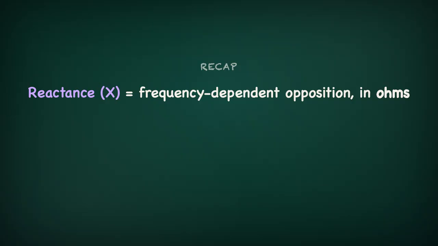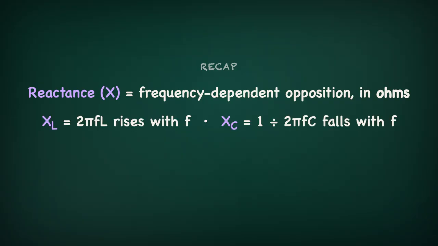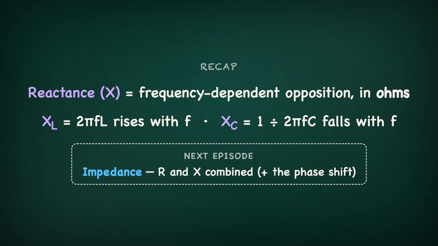To recap, reactance X is frequency-dependent opposition, measured in ohms. A coil's reactance XL equals 2 pi FL rises with frequency. A capacitor's Xc equals 1 over 2 pi Fc falls with frequency. Next time, we combine resistance and reactance into one total opposition called impedance and meet the phase shift that comes with it. See you at the board.